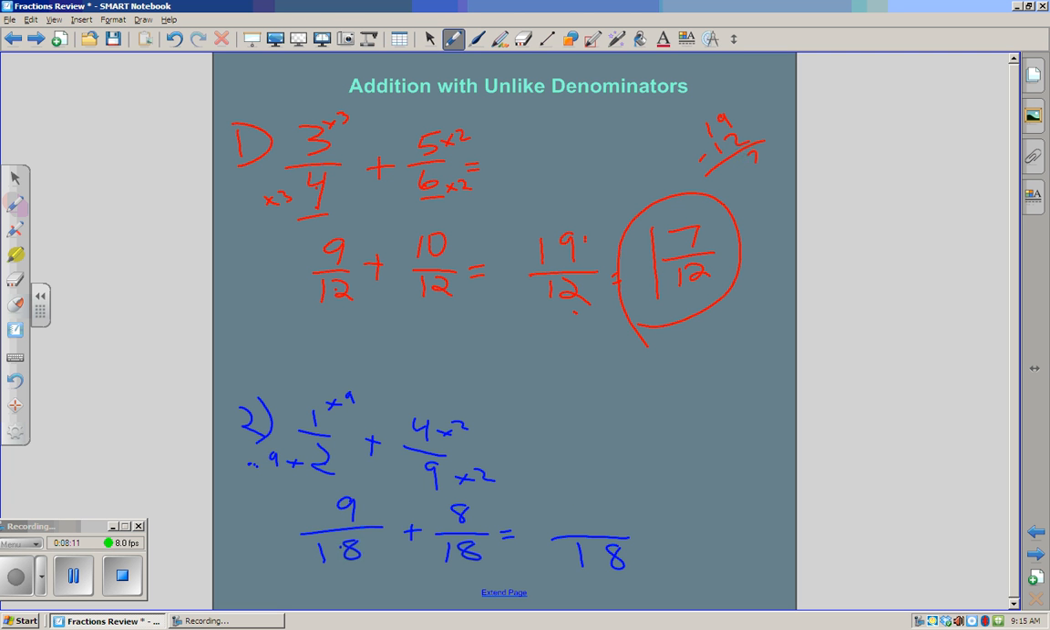9 plus 8 is 17. I cannot reduce this anymore. Nothing can be divided by 17 and 18, and actually 17 is a prime number, so I know that I am complete. That is how we add with unlike denominators.